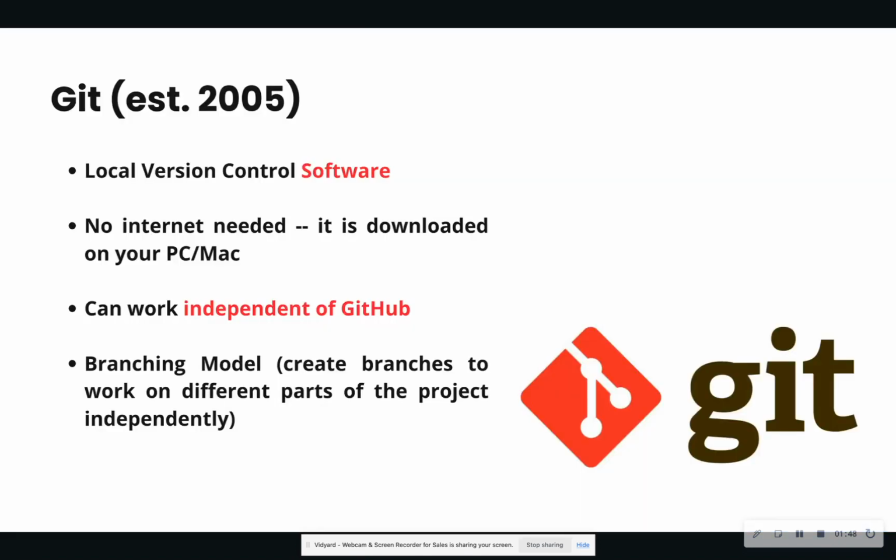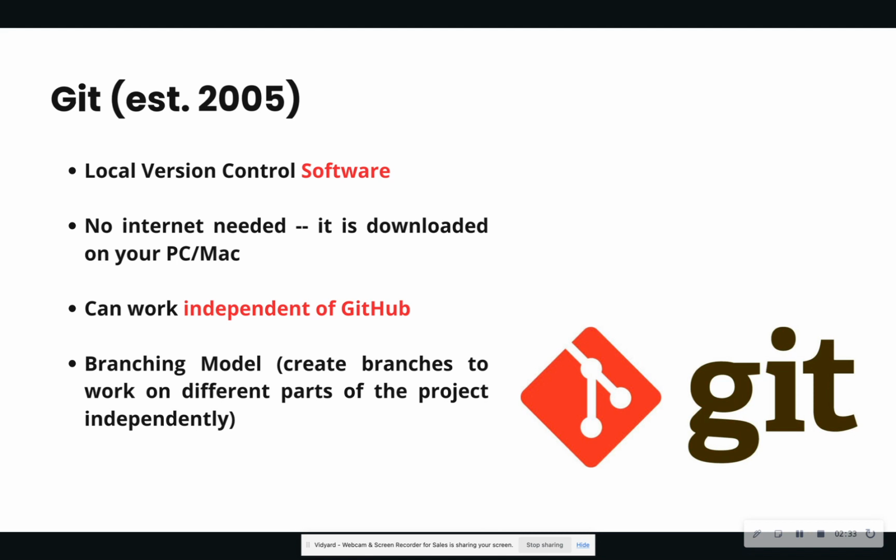So we're able to do this with Git. It's a software that you are able to download on your local computer. No internet is needed. So any folder that you have on your local computer, you can turn into what we call a Git repository, and it will track all the changes to all the files within that folder. It can work independent of GitHub, and it also allows a branching model. So if you're working on sprint 1 of a project, sprint 2, or sprint 3, you're able to create different branches and do work specific to those branches or those tasks inside of Git.